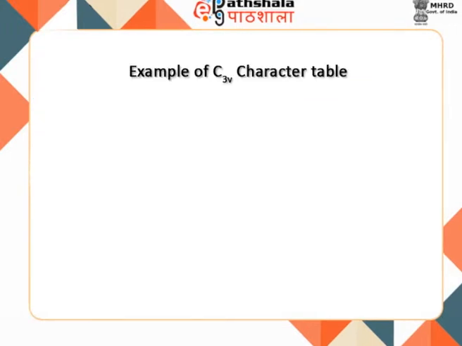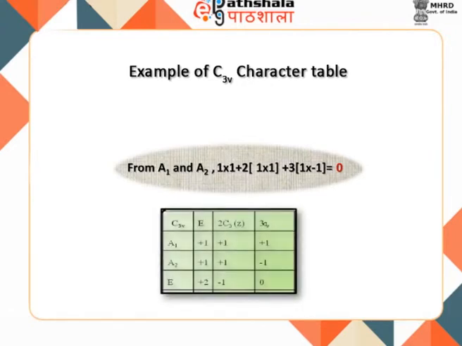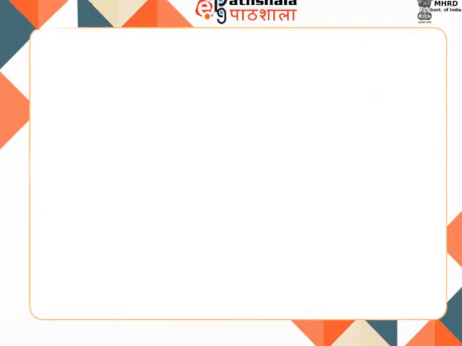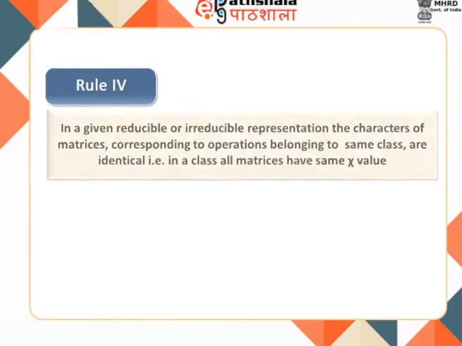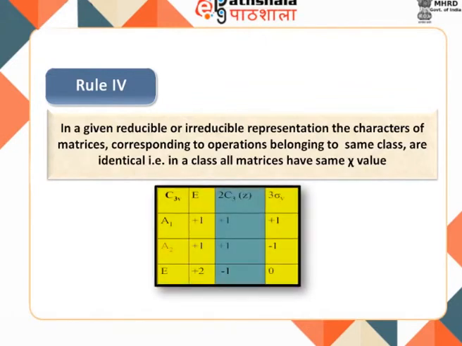Let us examine the A1 and A2 irreducible representations from the C3V character table. Here, it is clearly seen that 1 into 1 plus 2 times 1 into 1 plus 3 times 1 into minus 1 equals 0. The fourth rule says that in a given reducible or irreducible representation, the characters of matrices corresponding to operations belonging to the same class are identical. That is, in a class, all matrices have the same chi value.